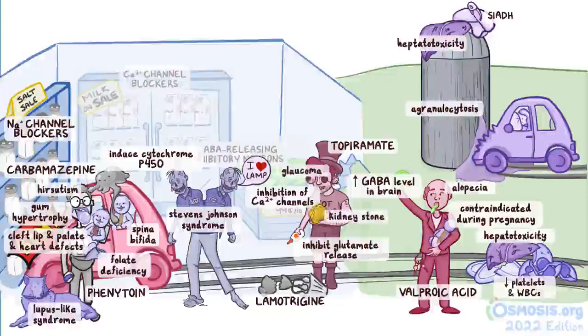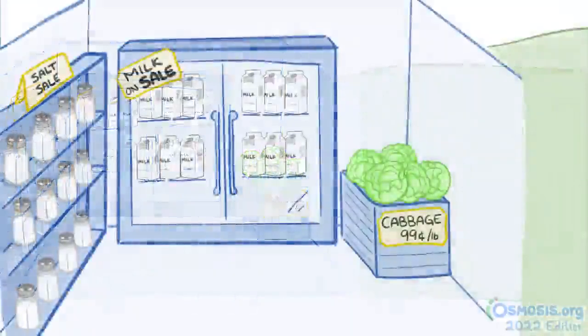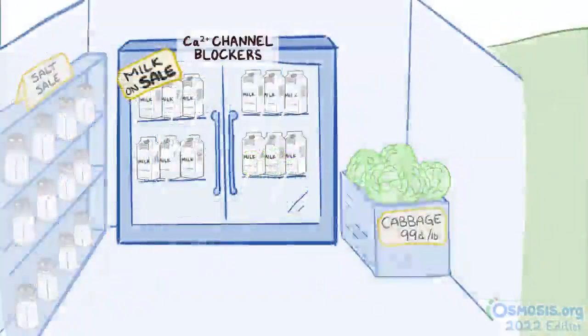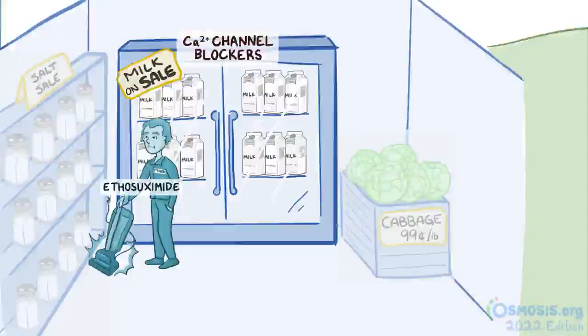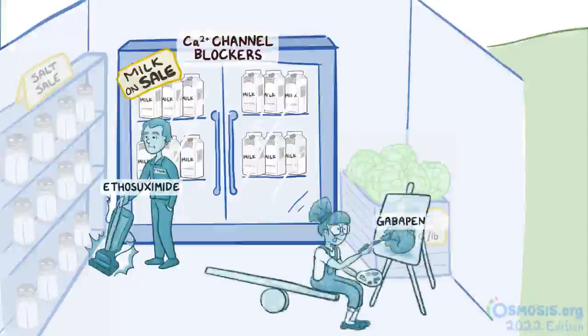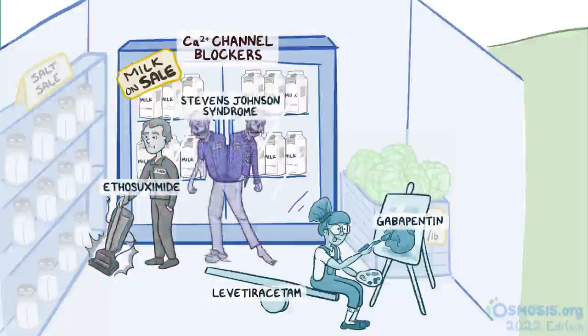That was a lot. We can finally move on to the next class of drugs, which are the calcium channel blockers in the dairy section. Here let's have a janitor named Ethan vacuuming the floor, and he represents ethosuximide. Next to him is an artist who's painting a picture of cabbage for gabapentin. This artist is sitting on a seesaw which acts like a lever for levetiracetam. Now, ethosuximide is a drug of choice for absence seizures, so let's make him a lighter shade of gray. For major side effects, a Steve and John zombie snuck up behind the janitor, but he couldn't hear the danger due to the sound of the vacuum.